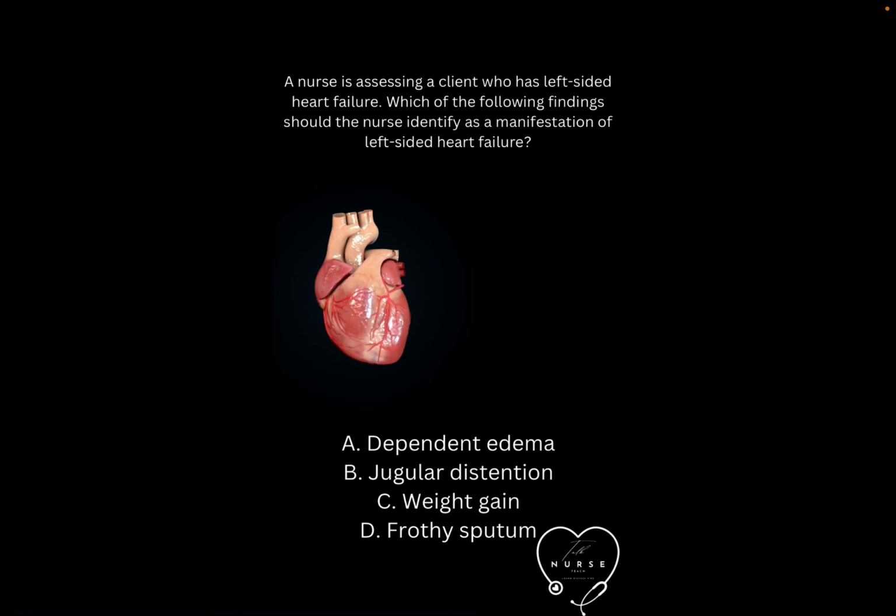So therefore, when you look at these questions, I want you to first figure out exactly what the question is asking, right? I tell my students all the time, read the question, read the answers, and then read the question again. Reading the question at first gives you an overview of what they are trying to ask. Reading those answers allows you to say, okay, dependent edema, this is what I'm working with. Jugular distension, this is what I'm working with. The weight gain and the frothy sputum, correct? At that point, we're going to say, okay, I know what my options are.